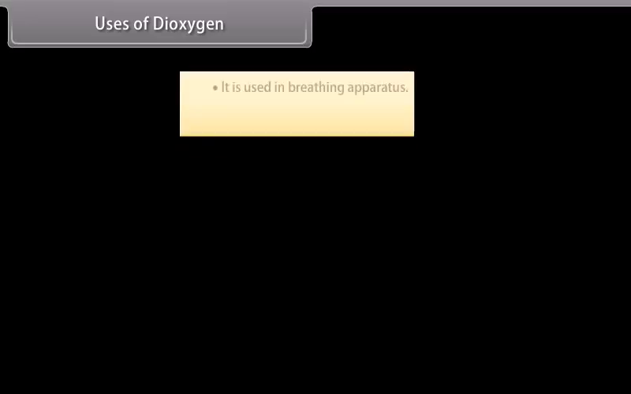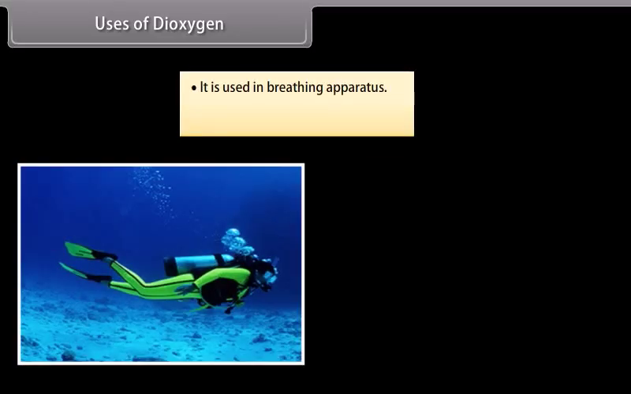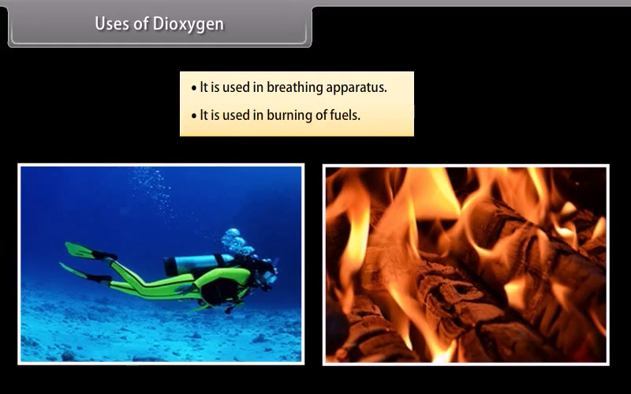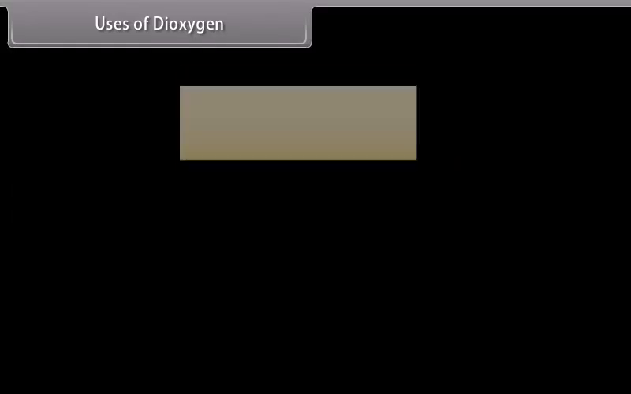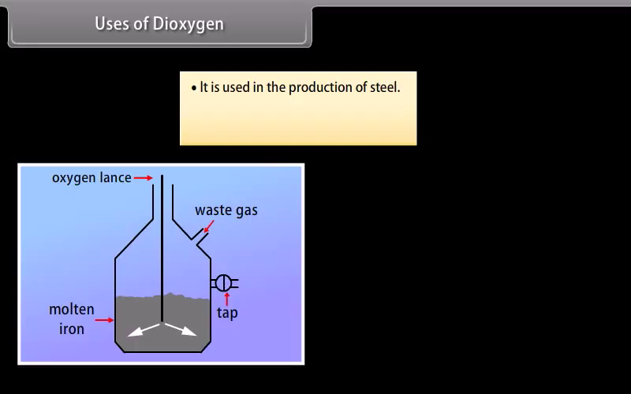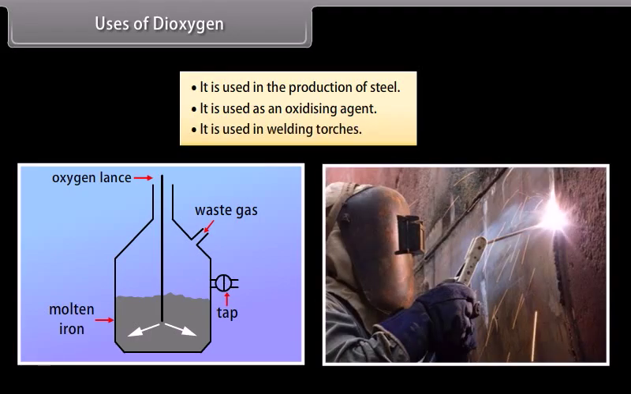Uses of dioxygen. It is used in breathing apparatus. Oxygen cylinders are widely used in hospitals, high-altitude flying, and in mountaineering. It is used in burning of fuels, in production of steel, as an oxidizing agent, and in welding torches.